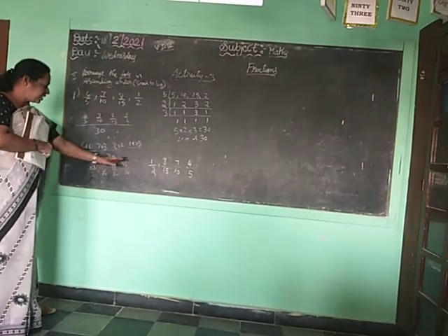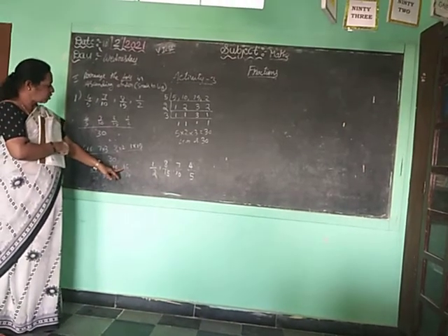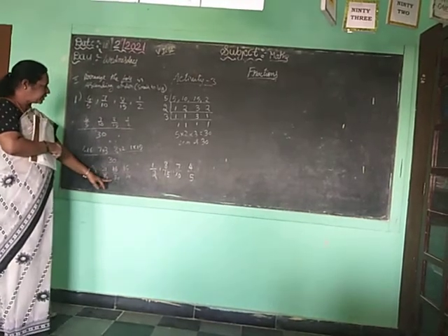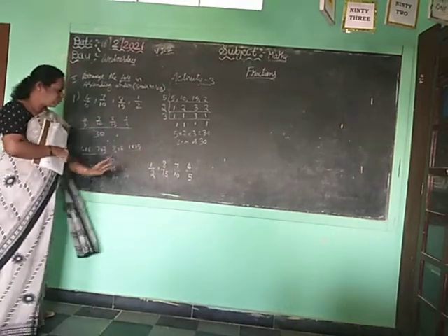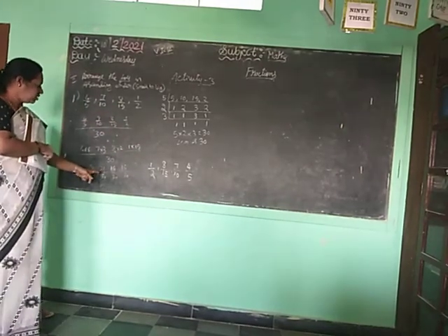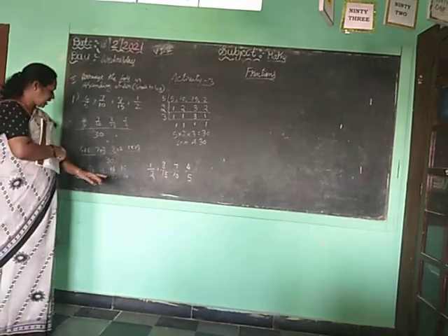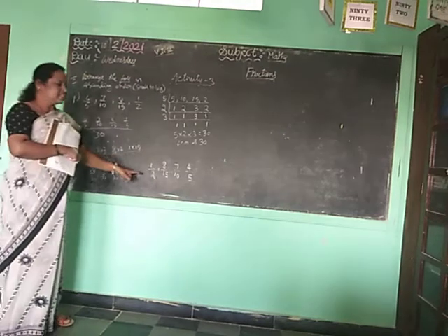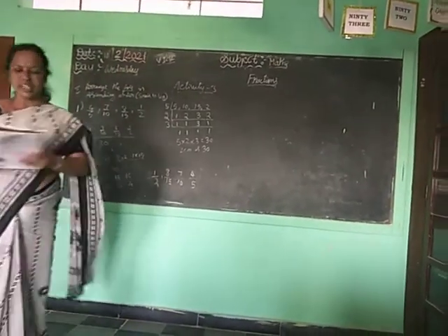Okay, now which is the least number? The smallest number is 15. So the 15 fraction is what? 1 by 2. So I wrote it first. Next is 16 by 30, which one is that? 8 by 15. So I wrote 8 by 15. Next is 21, so 21 by 30, which one? 7 by 10. So I wrote 7 by 10 there. Next is 24 by 30, so I wrote 4 by 5. This is ascending order, small number to big number. Okay children?